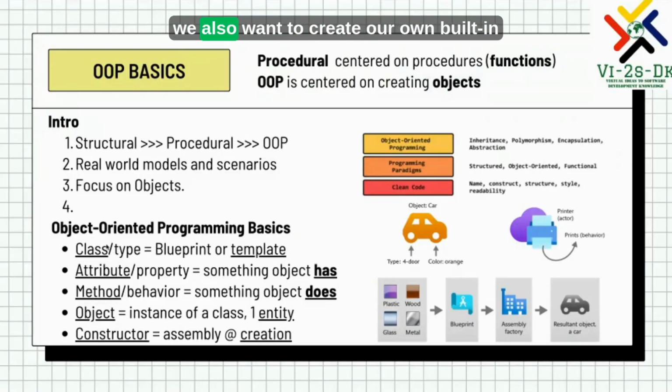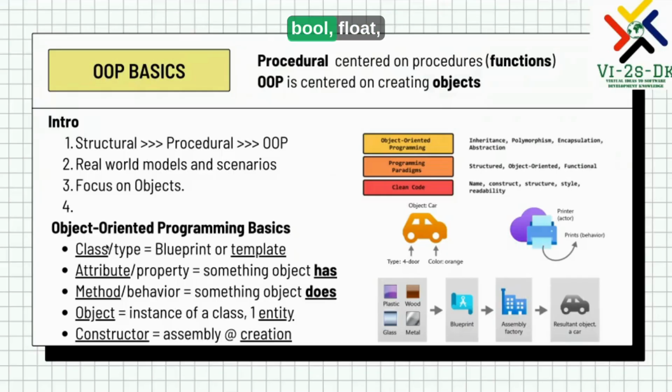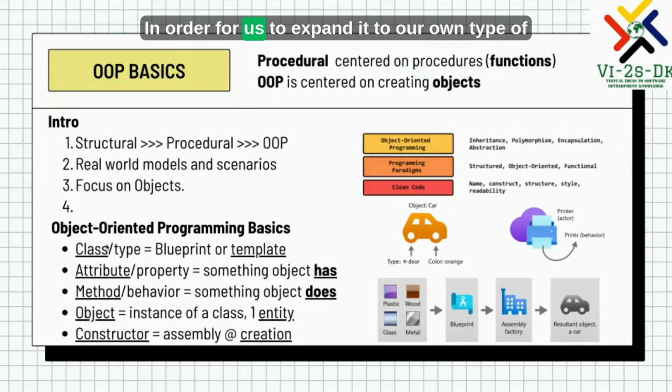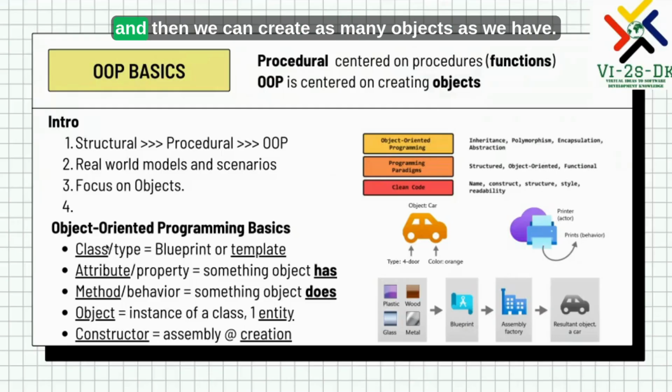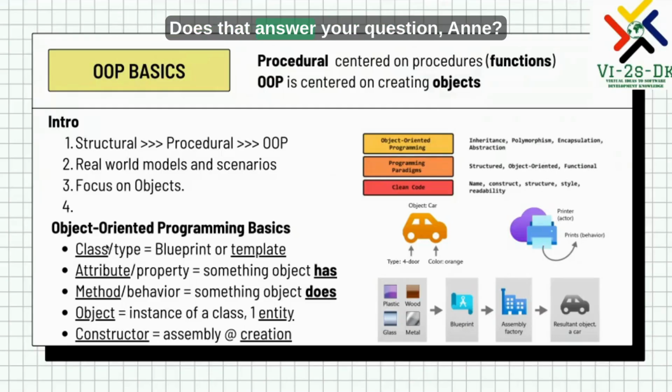So in the same way, we also want to create our own objects. When we said Python is object-oriented, it focuses on objects. That's because all our data types, those primitive data types, those data types that come with Python, integer, string, bool, float, those are all built into Python. In order for us to expand it to build our own type of stuff, we go ahead and create our own objects using a class. We build a class to be our blueprint, and then we can create as many objects as we have. Does that answer your question, Anne?